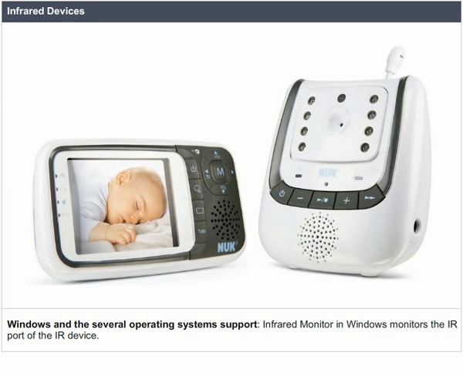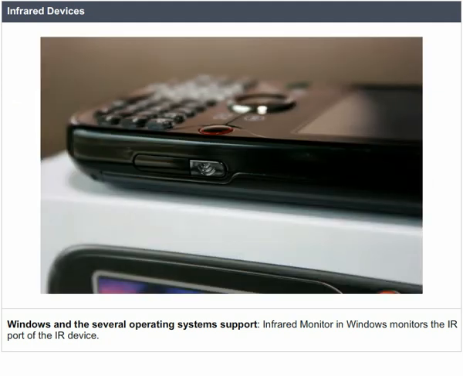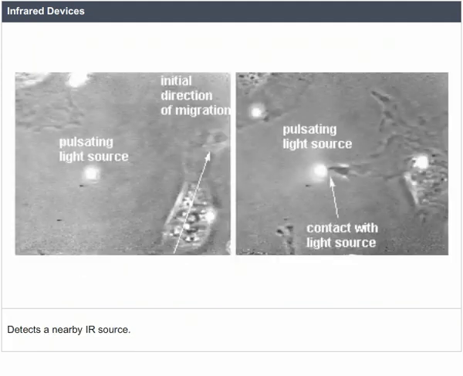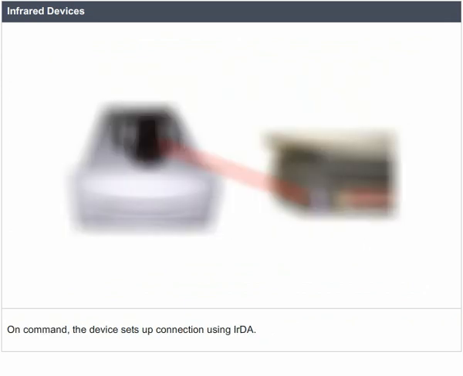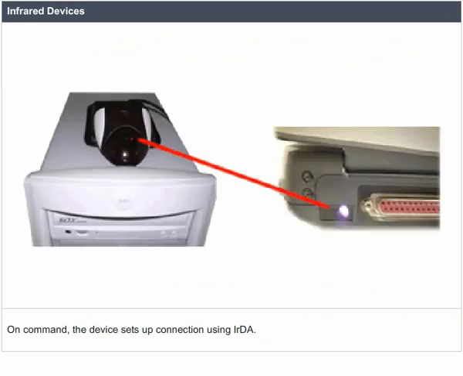Windows and several other operating systems support infrared. The Infrared Monitor in Windows monitors the IR port of the IR device. Detects a nearby IR source. Controls, detects, and selects the IR communication activity. On command, the device sets up a connection using IrDA. On command, starts the IR communication. When IR communication is inactive, the monitor enables plug and play unless disabled.